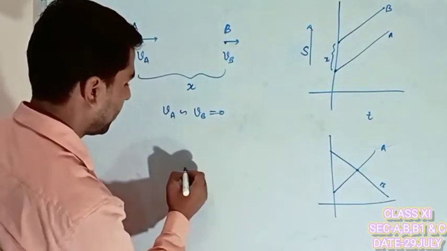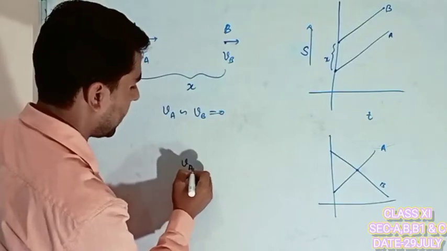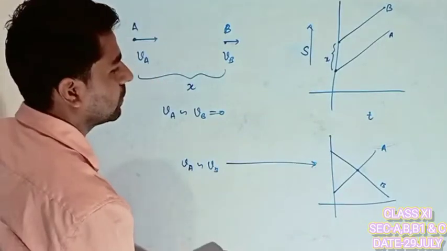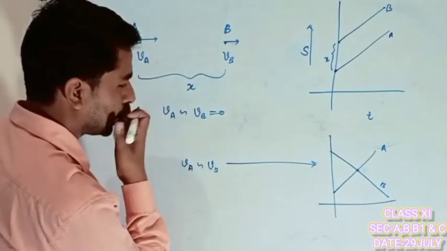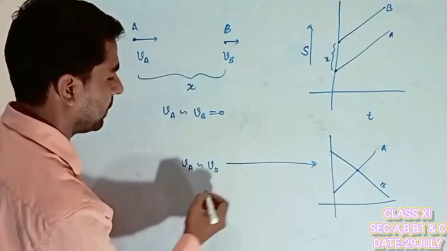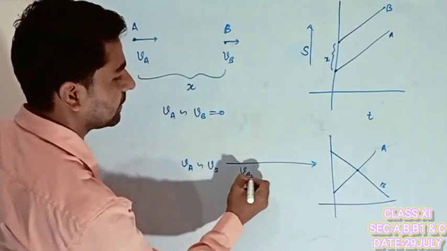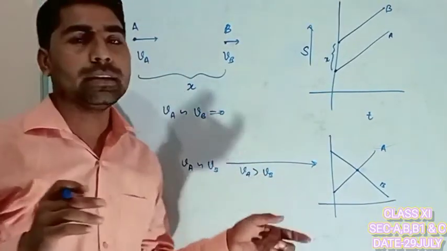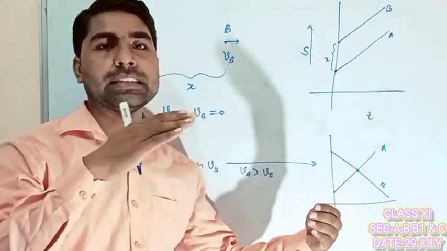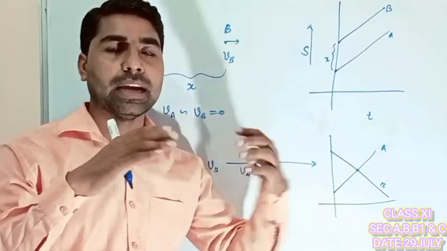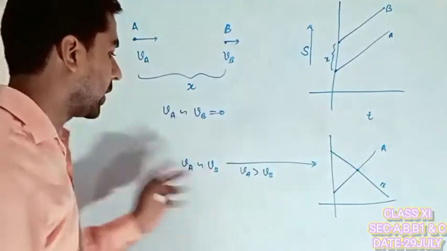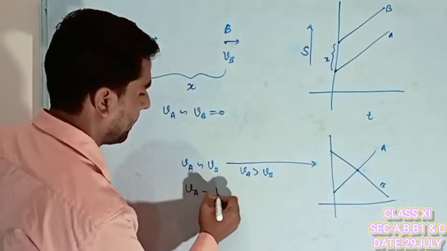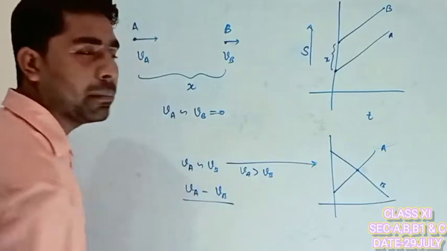So definitely VA minus VB for this graph also. But suppose I'm saying that VA is greater than VB. You can see that one object is moving in this direction, the other one in this direction, and velocity is a vector quantity. So what you can write here, the relative velocity should be VA minus VB.